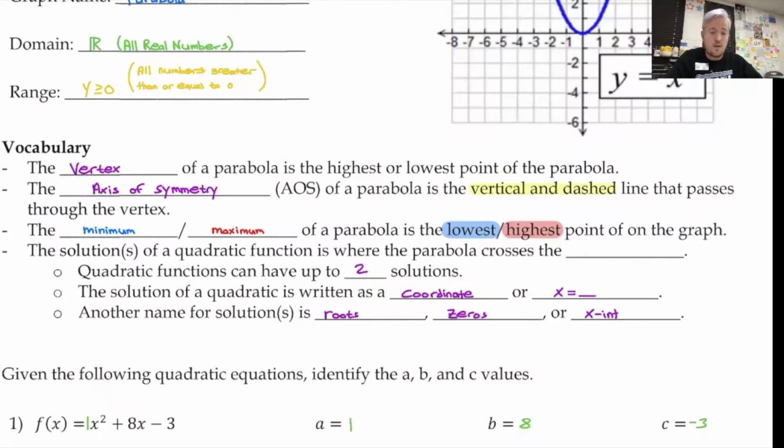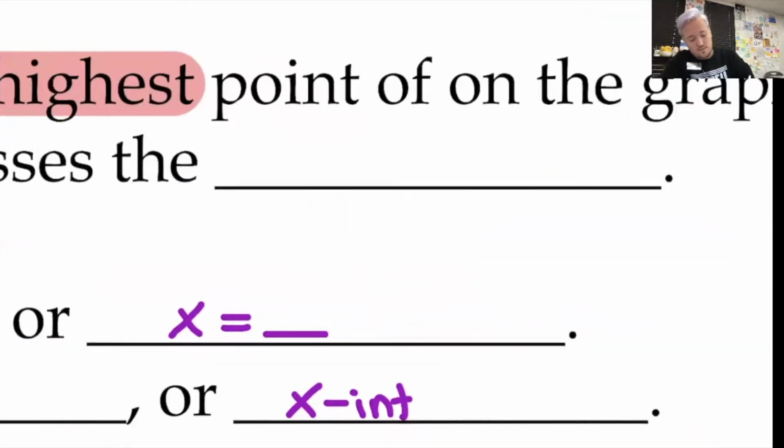If it's a minimum, you have the lowest point. So a minimum on your graph is going to be at the bottom, whereas a maximum is going to be towards the top. So you're either going to have a lowest point, which is a minimum, or a highest point, which is a maximum. All right, and then the solutions of a quadratic function are where the parabola crosses the x-axis. I apparently forgot to write that in.